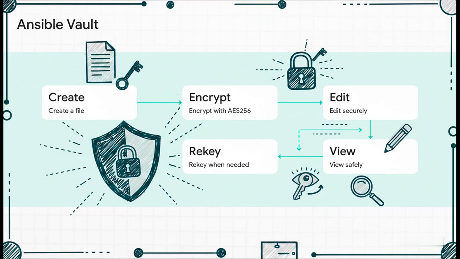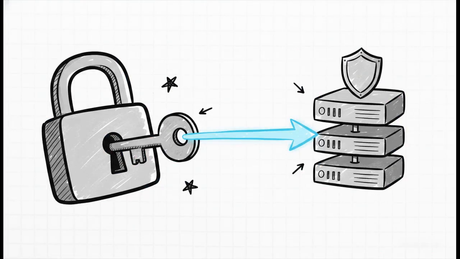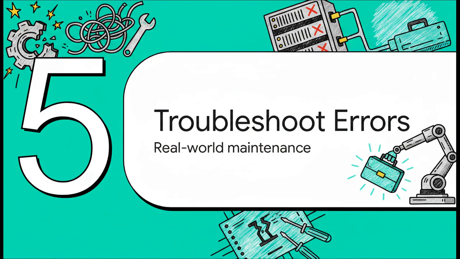And when it's actually time to run that playbook, you just tack on the Ask Vault Pass flag. Ansible will securely prompt you for the master password right there in the terminal. It decrypts your secrets on the fly in memory, applies them to your servers, and finishes the job without ever leaking a single thing to your repos or logs. So smooth. Finally, Part 5, Troubleshooting Common Errors.